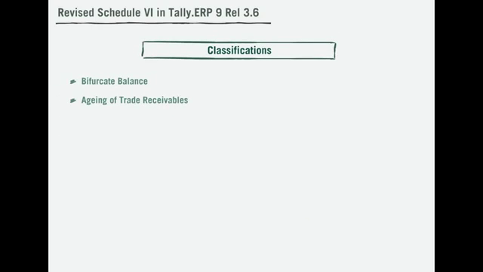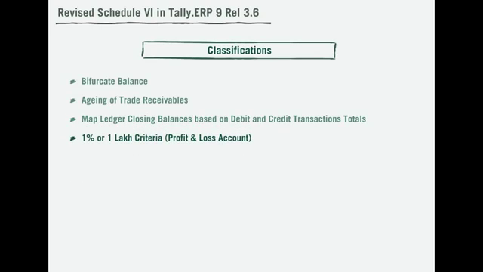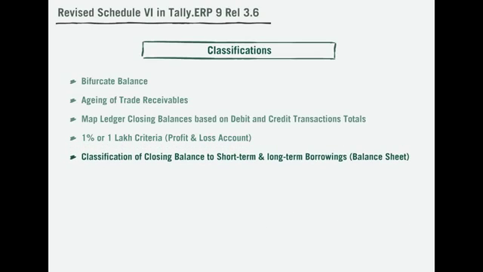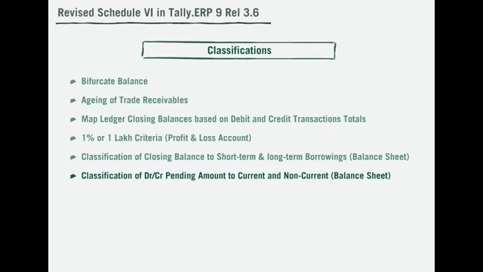Similarly, Tally.ERP 9 provides you with other classification types such as map ledger closing balances based on debit and credit transaction totals, 1 person or 1 lakh criteria, classification of closing balance to short-term and long-term borrowings, classification of debit and credit pending amount to current and non-current.